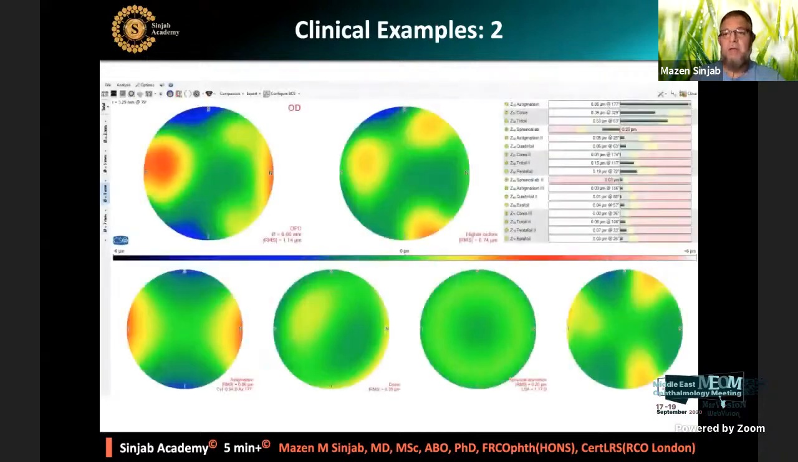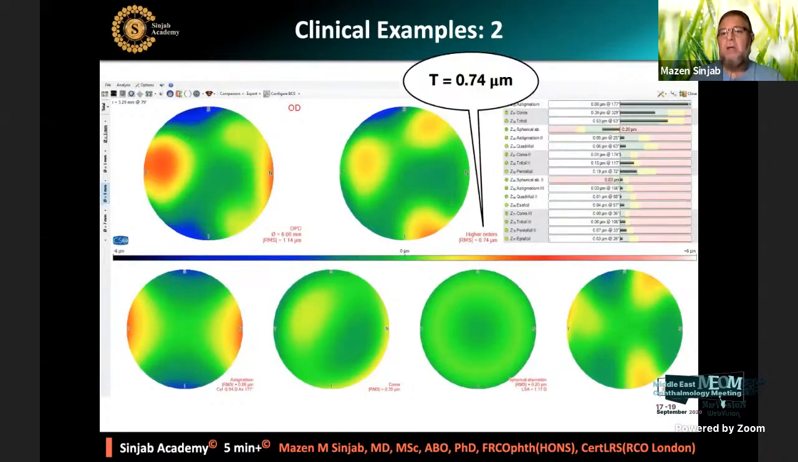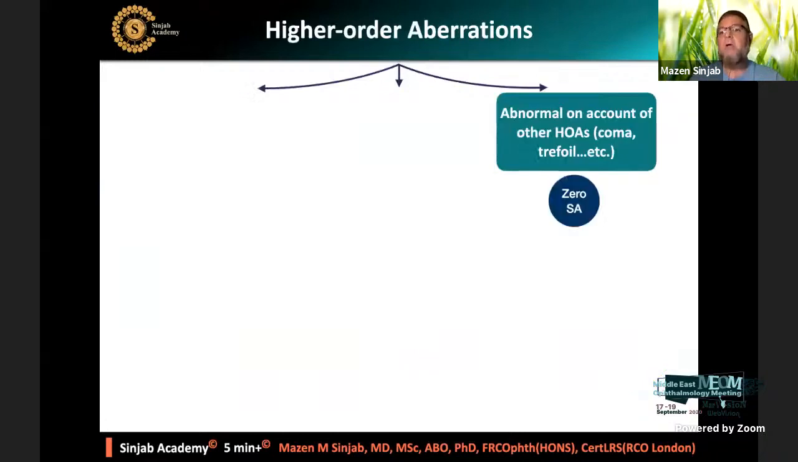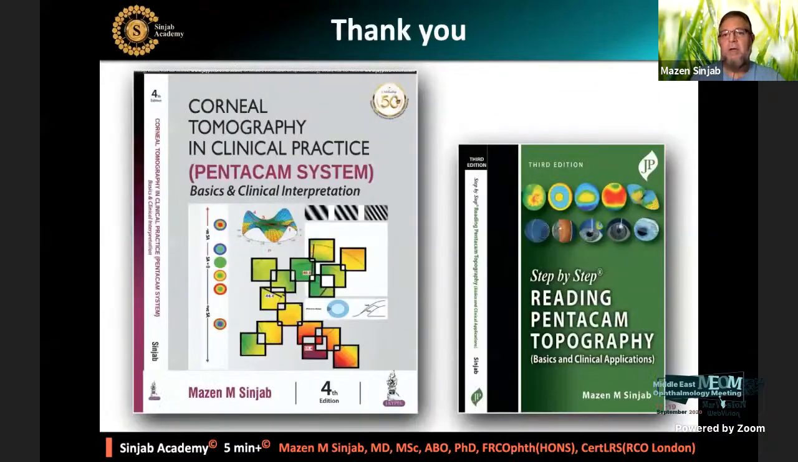target. This is the last example, clinical example number two. This is by Cyrus. As you see, the total is very high. It is 0.74, while the spherical aberration is 0.20. So as we see, the high order aberrations are on account of other high order aberrations, not on account of the spherical aberration. So in this case, we have to implant zero spherical aberration rather than implanting any other types to avoid inducing more spherical aberrations.